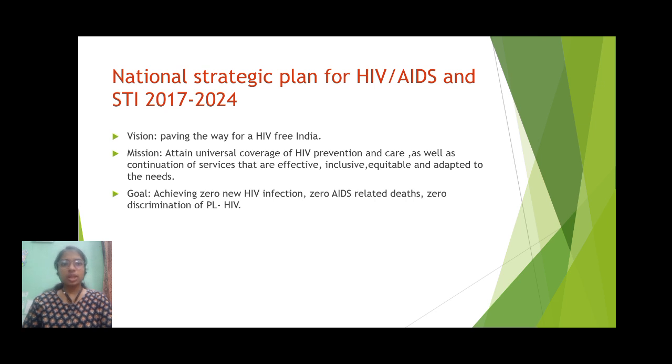National Strategic Plan for HIV and AIDS is launched in 2017 up to 2024. The main vision was paving the way for HIV-free India. Mission of this program is to attain universal coverage of HIV prevention and care, as well as continuation of services that are effective, inclusive, equitable, and adapted to the needs. Goal of this program is achieving zero new HIV infection, zero AIDS-related death, and zero discrimination of patients living with HIV.